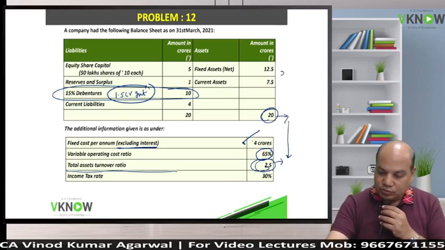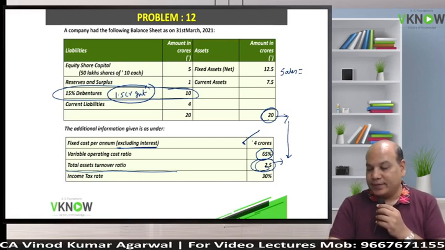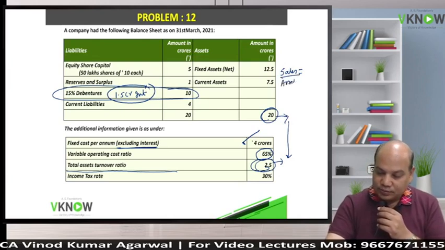So sales will be how much? Anybody? 20 divided by 2.5, 8 crore? Sales will be how much? It is the opposite. Sales divided by assets is called asset turnover ratio. So sales will be equal to asset turnover ratio 2.5 into 20, 50 crore.